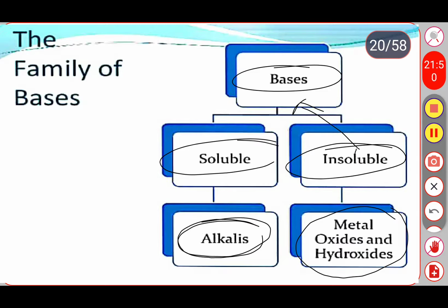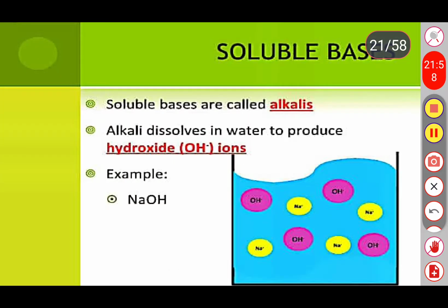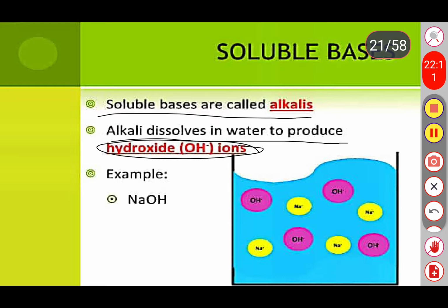So, soluble bases means what? Alkalis. Soluble bases are called alkalis. Alkalis dissolve in water to produce hydroxide ions. Here don't get confused, alkalis are nothing but bases. But when a basic substance is dissolved in water, if it is completely soluble in water, then only that type of basic substance is considered an alkali. Otherwise they remain bases only.